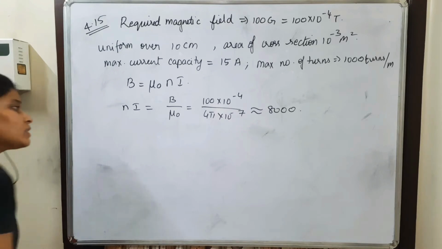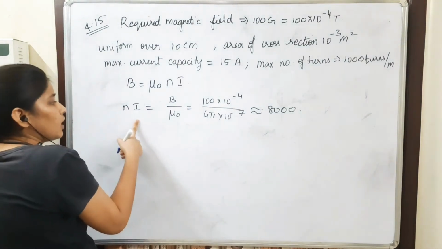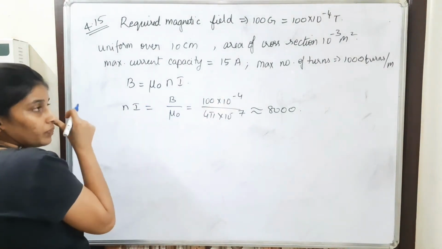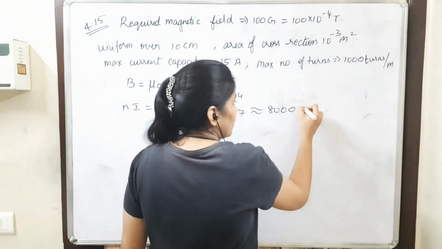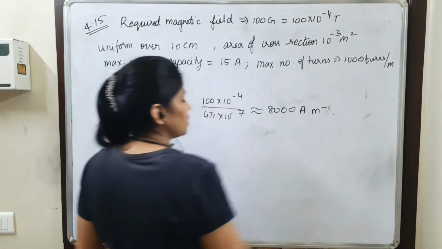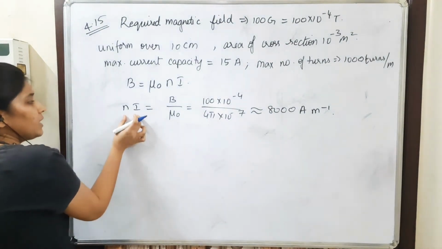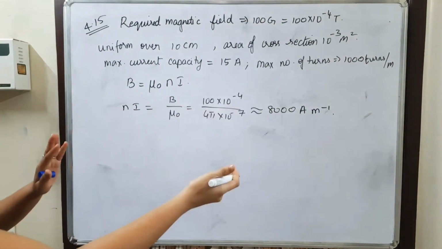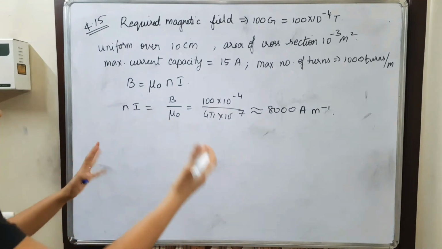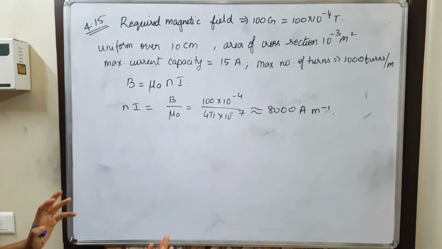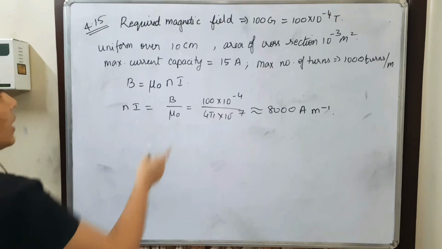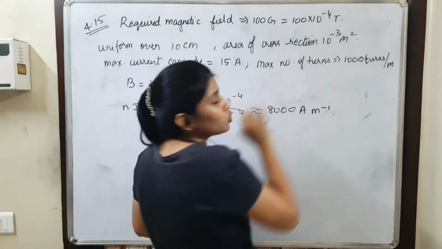Now, what does this mean? The number of turns into current should give me 8,000. So this is 8,000 ampere meter inverse, that is the unit. So what we can do, we can select any combination of number of turns per unit length and the current such that it is obeying these two parameters.